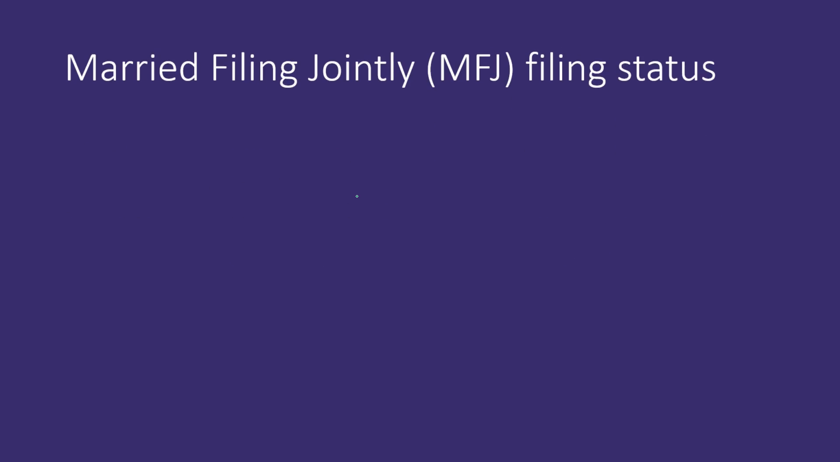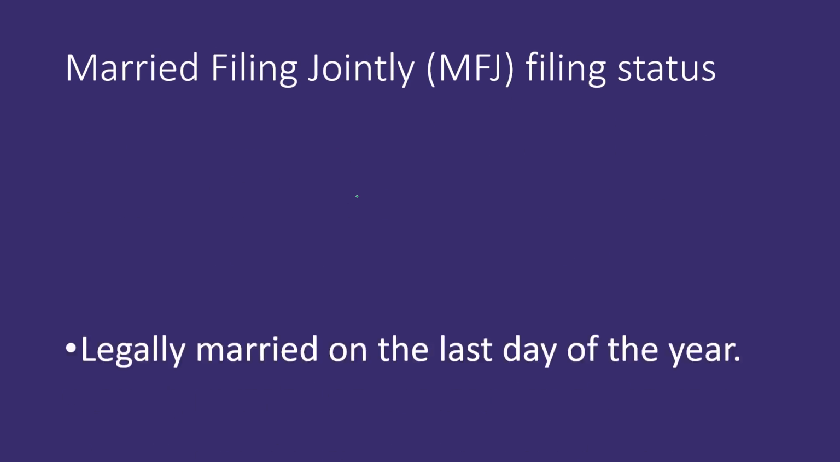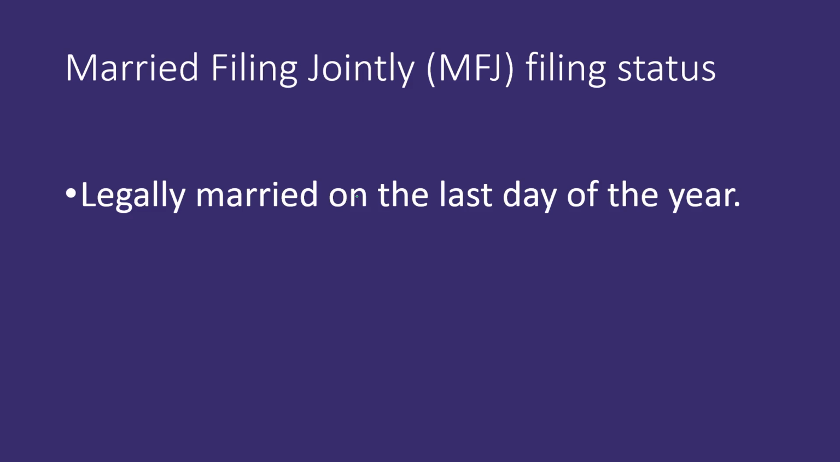So married filing jointly filing status. If you are legally married by the last day of the year, then you would file married filing jointly. Or you could file married filing separately. For the most part, married filing jointly will be more beneficial. What you can't do is file single or head of household after being married unless you're legally separated. And that does pose a problem, because getting married could benefit the taxes and it could reduce the taxes.